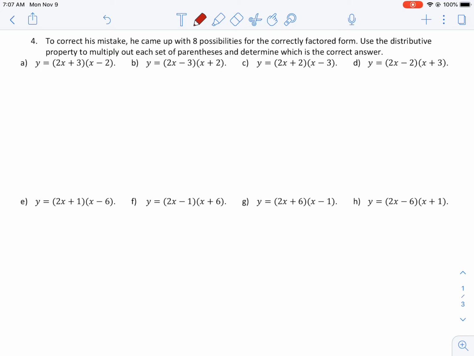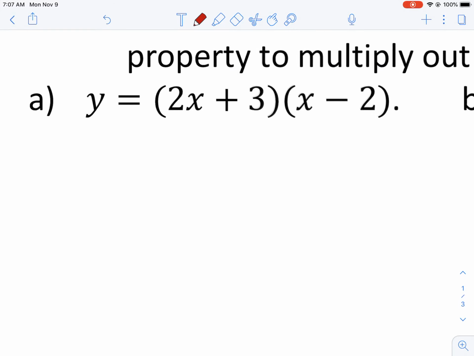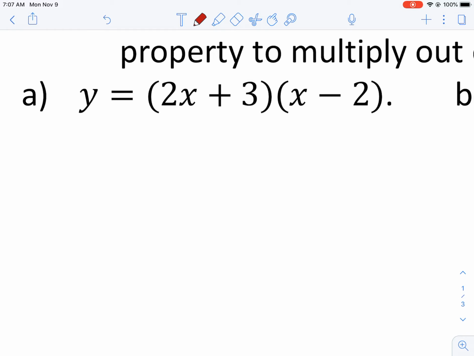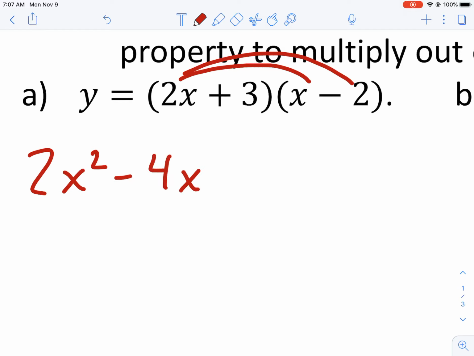That way you can get a sense of what is actually going on in these problems. I think by doing the distributive property, you'll see what's going on. I'm going to do the first one, but I want you to finish it, okay? So if we do the distributive property here, we've got 2 times x, that makes 2x squared, okay? That's a good start. Then we've got 2 times negative 2, that's negative 4x. Then we've got 3 times x, that's plus 3x. We've got 3 times negative 2, that's minus 6.